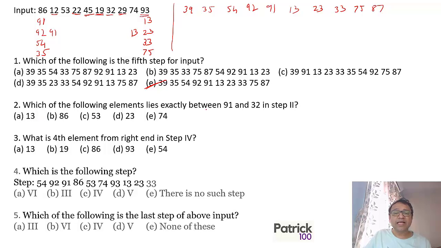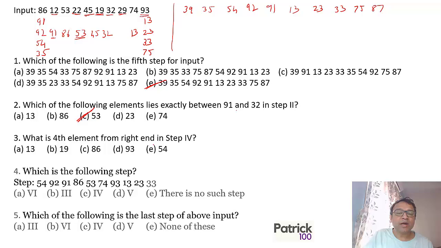Which of the following elements is exactly between 91 and 32 in step 2? Now 91 is here. Remember 32 is still not arranged in the second step. So in the second step only 92, 91, 13, 23 are arranged. The remaining will be as it is, which is 86 as it is, 53 as it is, 45 as it is, and then there will be 32. So exactly between these two will be 53. So C option.